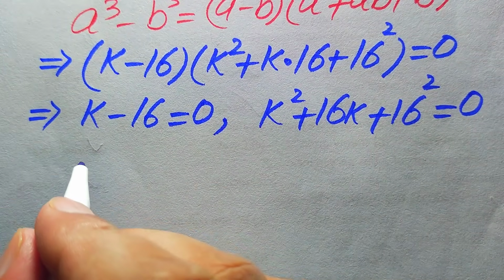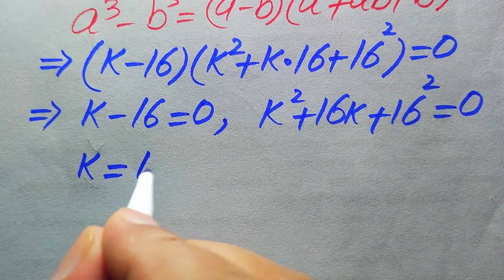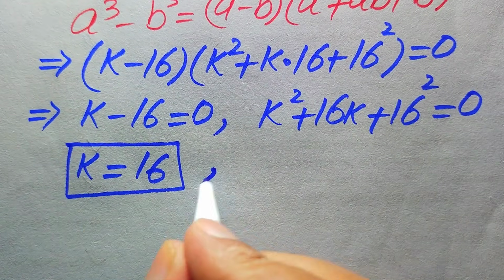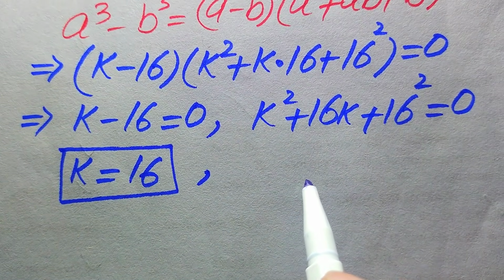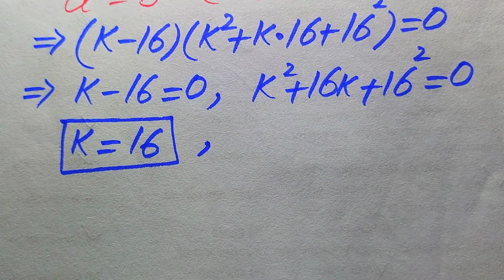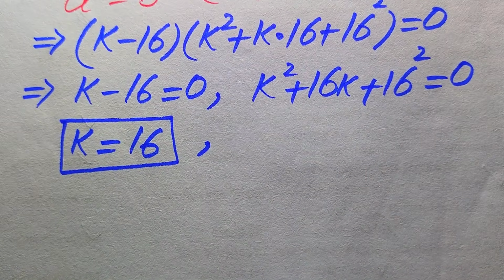From the first case, we easily get the value of k equals 16. This is the first root of the given equation. And here you see that this is a quadratic equation, and we know there are three methods to solve a quadratic equation. The first method is factorization, the second one is completing the square, and the third one is applying the quadratic formula.